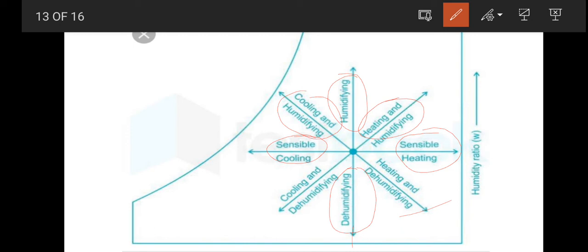And last is the third quadrant, the cooling and dehumidification process, in which the temperature of the moist air will decrease and the specific humidity also decreases, so the moisture content will decrease. So this is about the psychrometric processes plotted on the psychrometric chart.